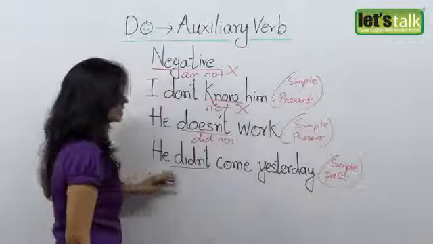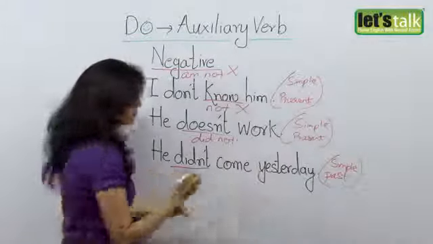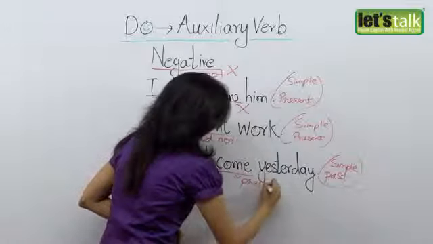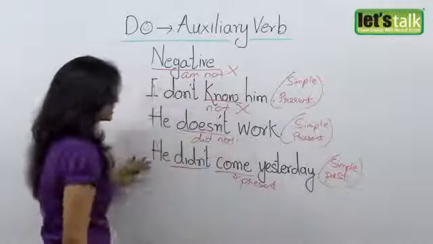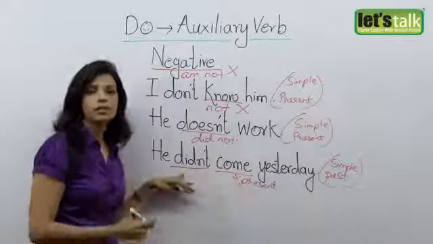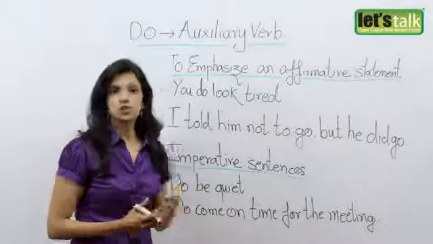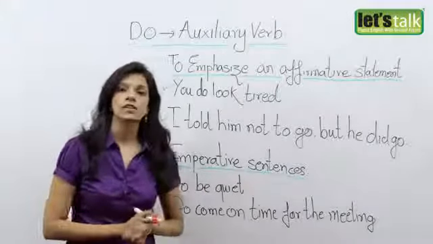For the simple past, he did not come. Again, please remember the verb comes in the present form. So please don't say he didn't came or he didn't went, he didn't come. So we took a look at how do is used in negative and interrogative sentences.